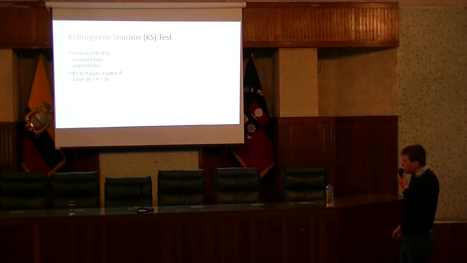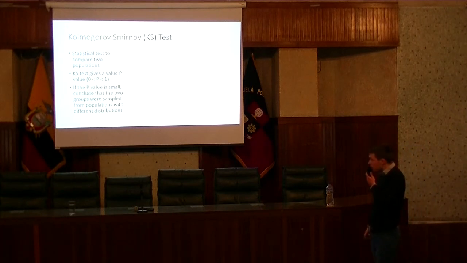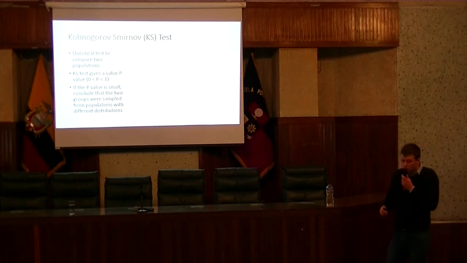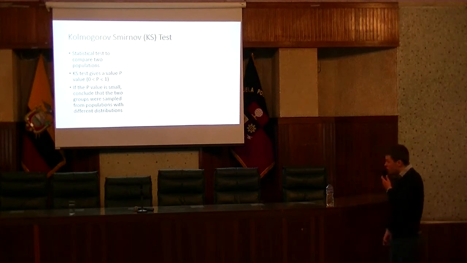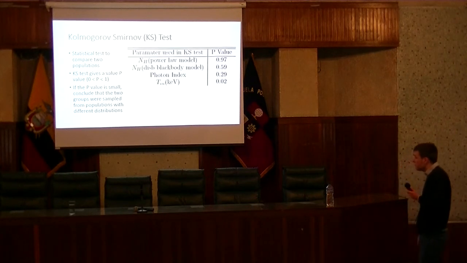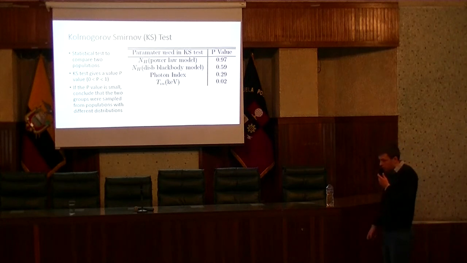So the KS test gives us a value, p, between 0 and 1. If the p value is small, it means the two populations are different. It means that there is a different accretion state, or a difference in the spectra, between the two luminosity bands, the low and the high luminosity band. These are the results that we got.